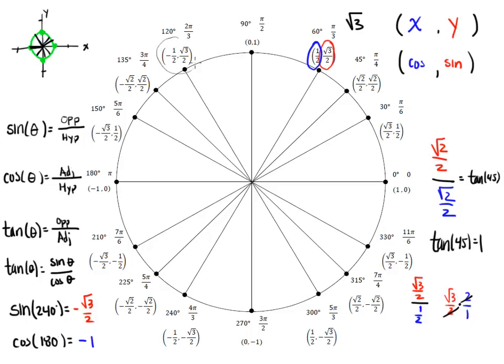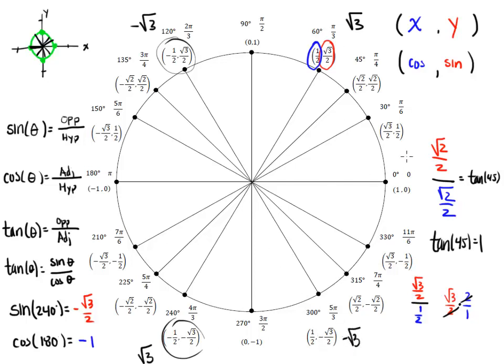So over here, same thing happens. Square root of 3 over 2 is my y, 1/2 is my x. It's negative, so my tangent over here is going to be negative square root of 3. Down here at 240, same thing. My y value is square root of 3 over 2. My x value is 1/2. They're both negative, so when I divide them, it's going to be positive square root of 3. And then over here, negative and positive, it's going to be negative square root of 3. Those are my tangent values at those 4 places.